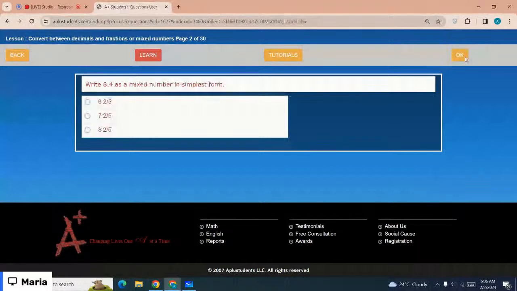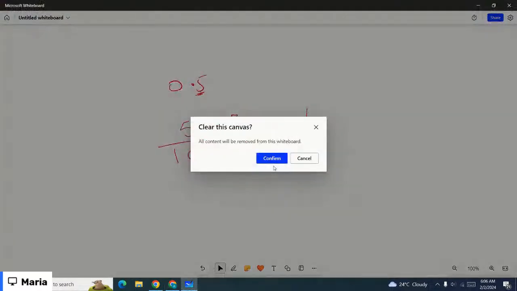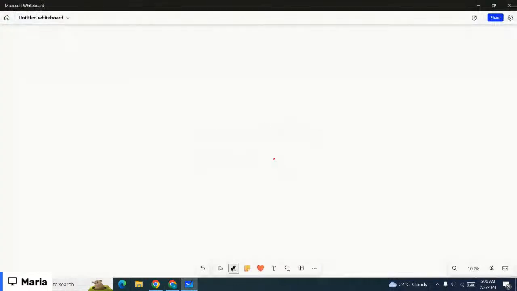The next one is write 8.4 as a mixed number in simplest form. You have 8.4. First of all, remove the decimal point. Put a 1 for the decimal point, and after it you have one place value, so you need to add a 0. That would be 84 over 10. That's how you remove the decimal point. You always put 1 for the decimal point, and then count the number of digits after the decimal point. You have only one digit, so you put a 0. So that is 84 over 10.